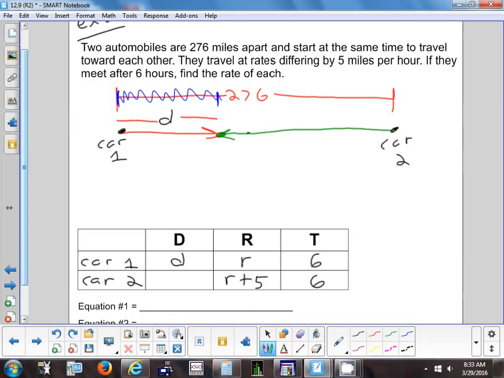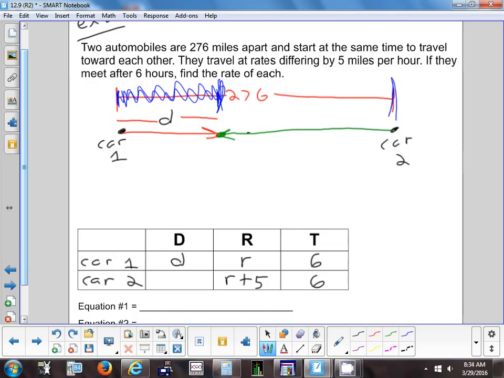So what is left to cover here? Not all of 276, because we've already driven that part. So it would be 276 minus D. If you minus D, which is basically like covering up this part, what's left from this blue line to this blue line? Well, just take away how much car 1 drove, and that's how much car 2 drove.